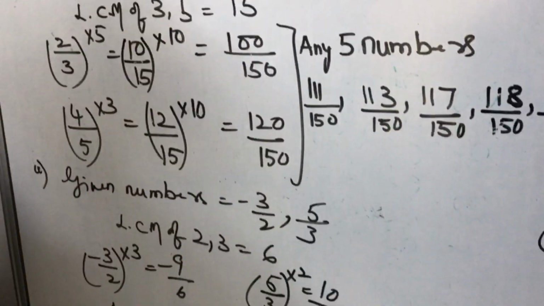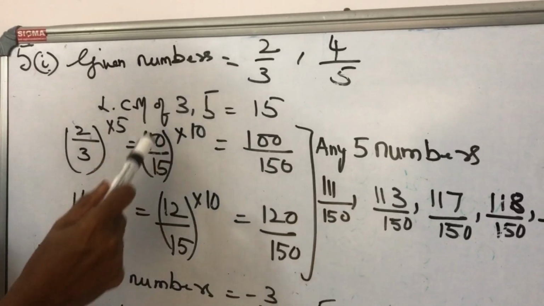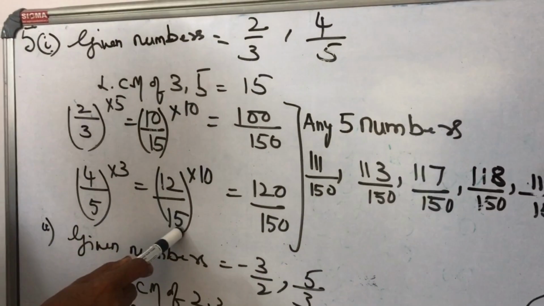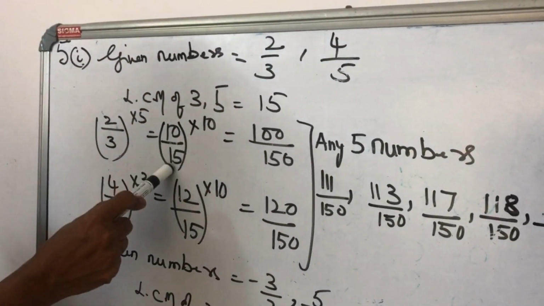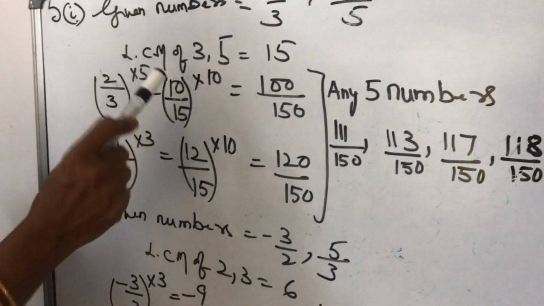2 by 3, 4 by 5. The denominators are 3 and 5, LCM 15. Reduce both the rationals to the same denominator: 10 by 15, 12 by 15. Between 10 and 12 you have no 5 numbers.